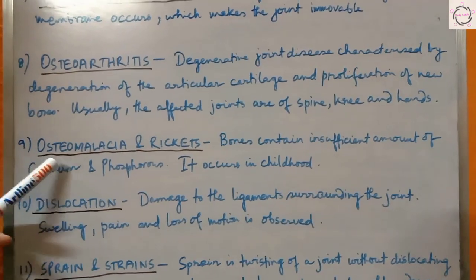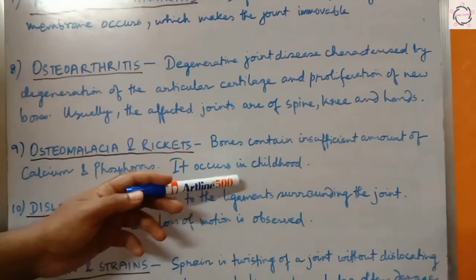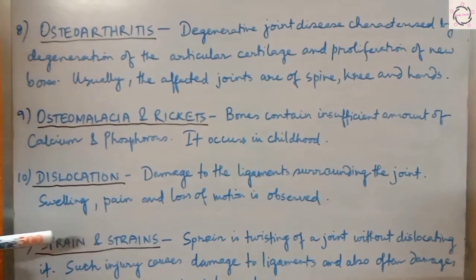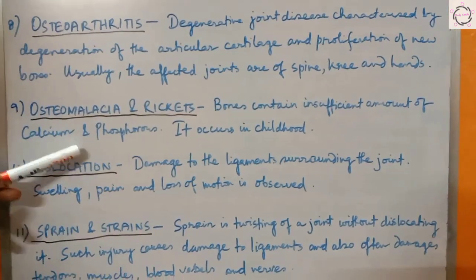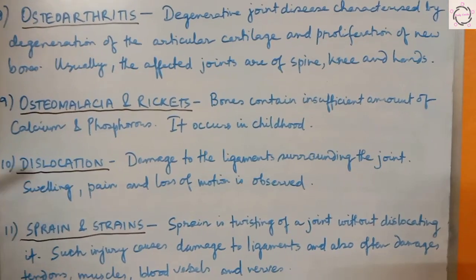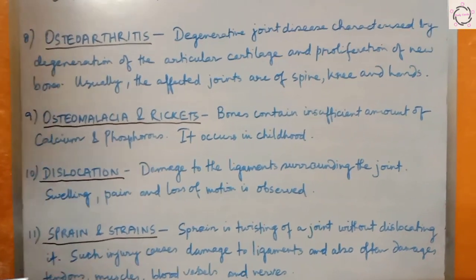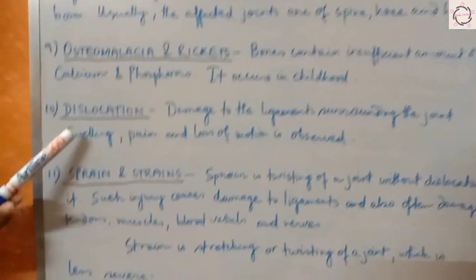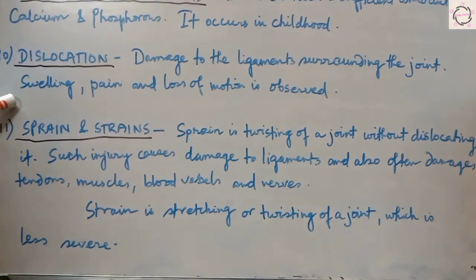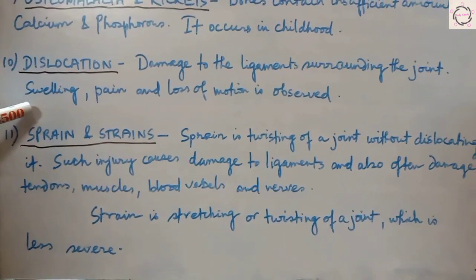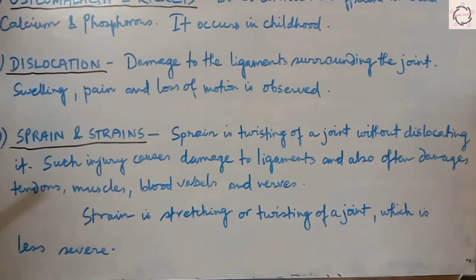Number 9 is osteomalacia and rickets. These occur in childhood. I have highlighted this first. Bones contain insufficient amount of calcium and phosphorus. So that is the reason why osteomalacia and rickets occur. Number 10 is dislocation, which is damage to the ligaments surrounding the joint. Here symptoms are swelling, pain and loss of motion.